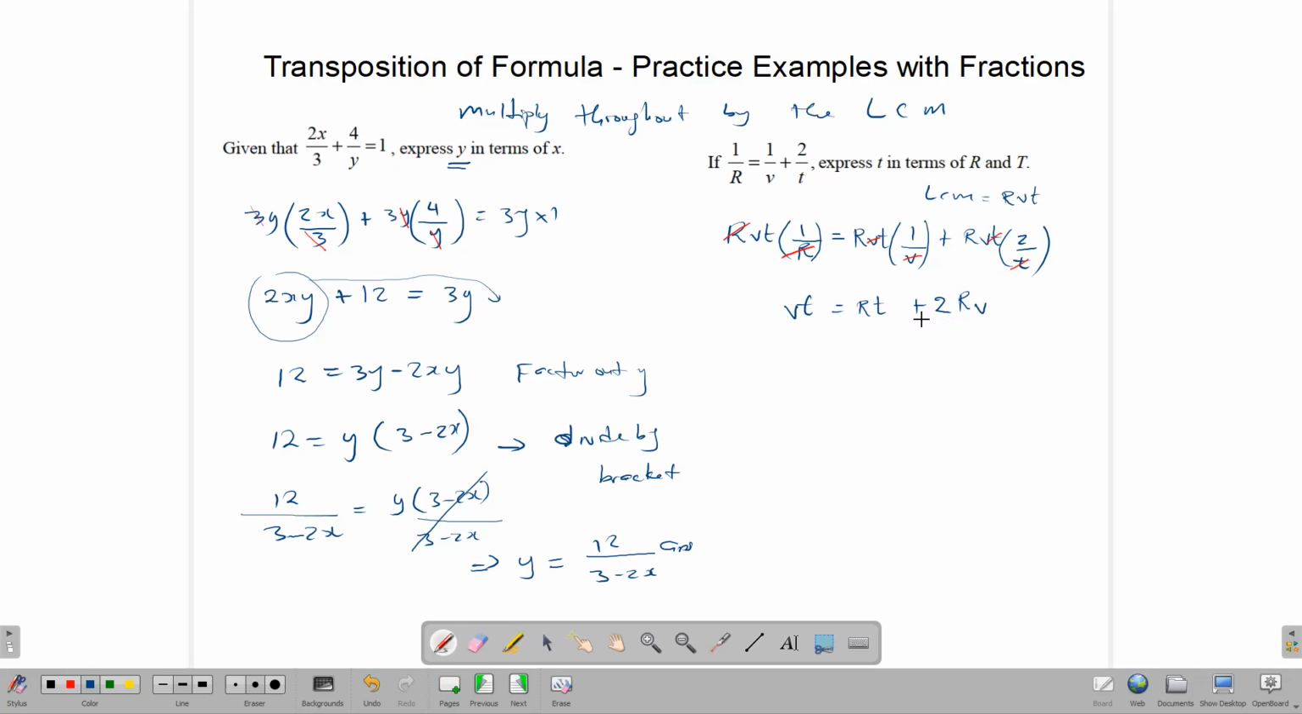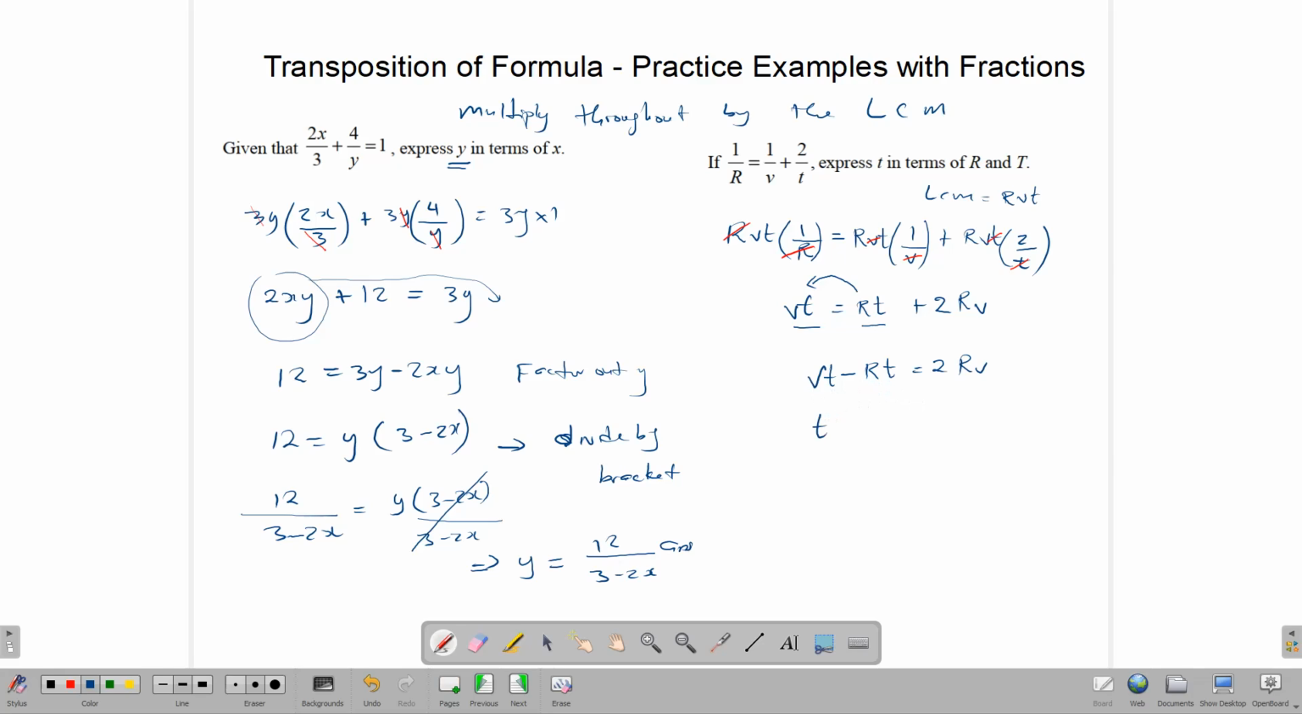All right. Now that we have it in a nice straight line, we notice that there's a t here and there's a t here. So we need to group our t's on the same side. It is convenient to group this RT along that side with the VT. So because this is a positive RT, we can say VT minus RT is equal to 2RV. And now we factor out our t.